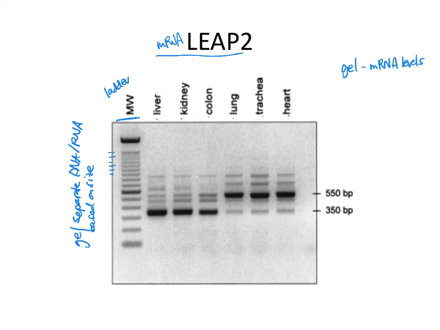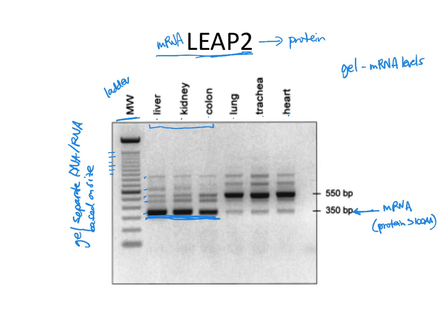If we look at the 3 tissues on the left-hand side here, you can see we have 1, 2, 3, 4, 5 different sizes of mRNA, but the most abundant one is this one that's about 350 base pairs long. So the mRNA that's most common in liver, kidney, and colon is 350 base pairs long. So the LEAP2 protein is going to be translated from the LEAP2 mRNA. And in the liver, kidney, and colon, we have one that's going to have about 350 base pairs in mRNA. That'll mean the protein is a little bit bigger than 100 amino acids.